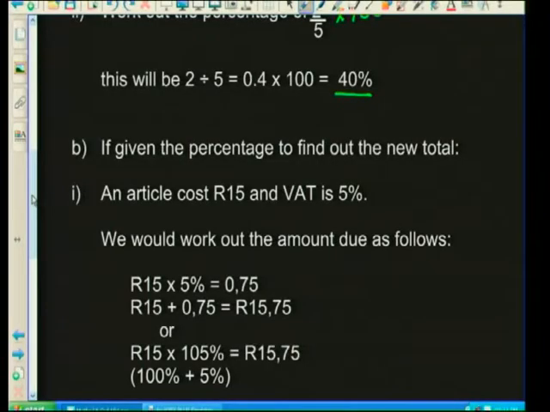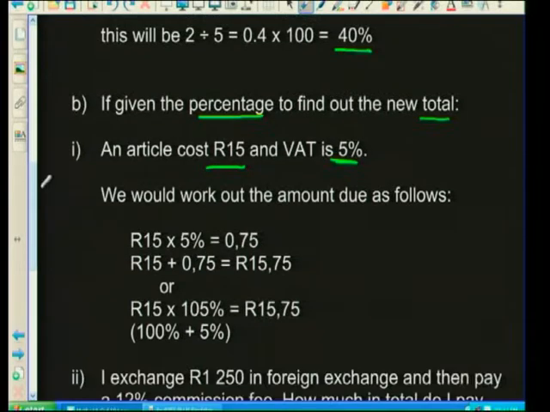Second example is if you're given a percentage and we need to find out the total. So for example, an article costs 15 Rand and VAT is 5%. Okay, so if we need to work out what our new amount is, if we increase it by 5%, we're going to work out what that 5% is of 15. So we're going to say 15 times by 5%. We're going to get 0.75. Then if I want to increase it by that 5%, I'm going to add the 15. So I end up with 15 Rand 75.